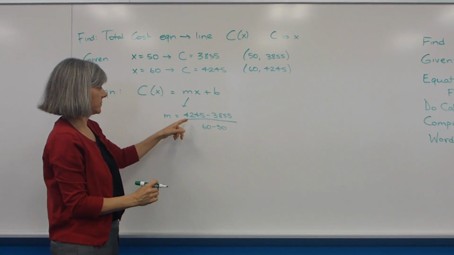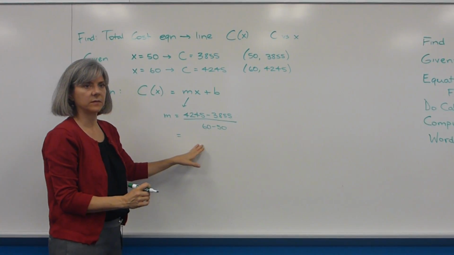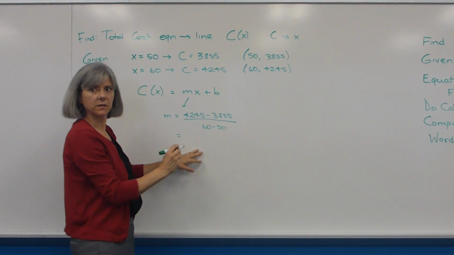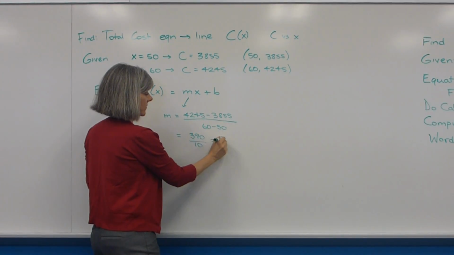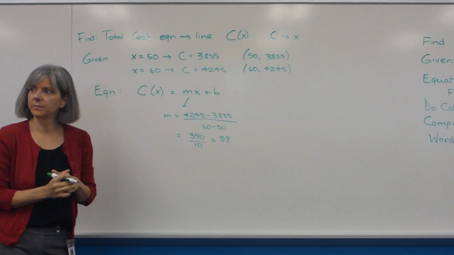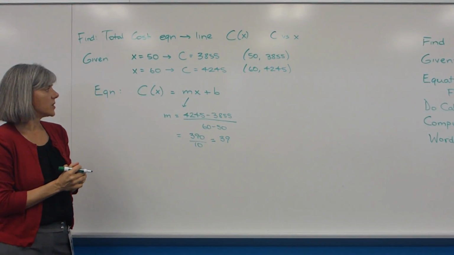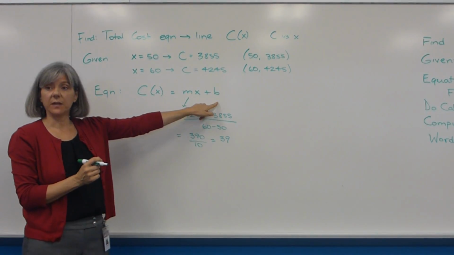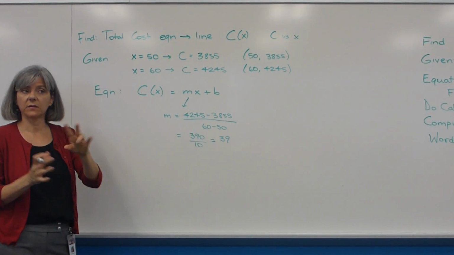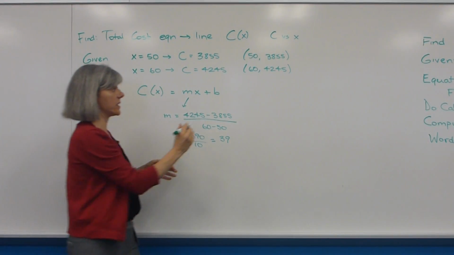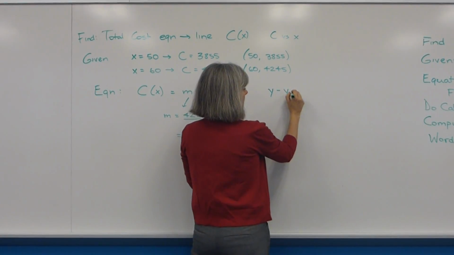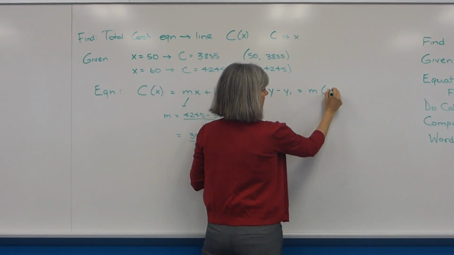We're doing it in our heads. 390 over 10? So the slope is 39. So I know my slope, now I need to find b. Two ways to do that. The old y equals mx plus b form, or the way that I like to do it, which is y minus y1 equals m times x minus x1.